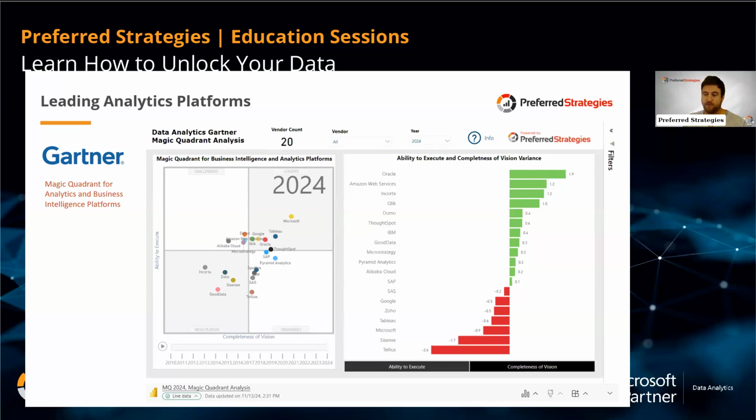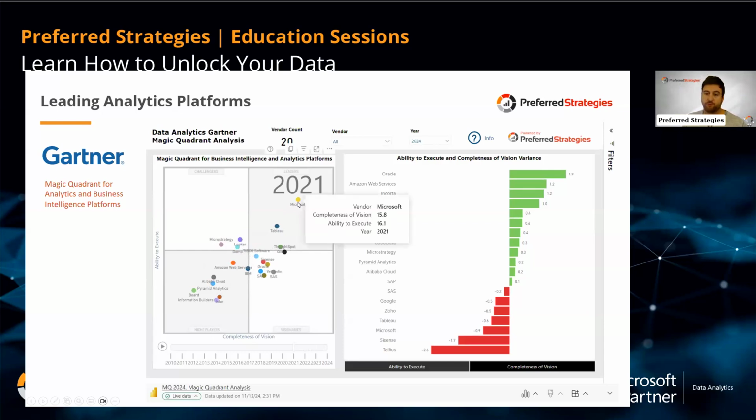And so if we look back to 2021 or so, the scene was really dominated by three players. It was Microsoft, Tableau, and Qlik. And some of you might even use these tools today.